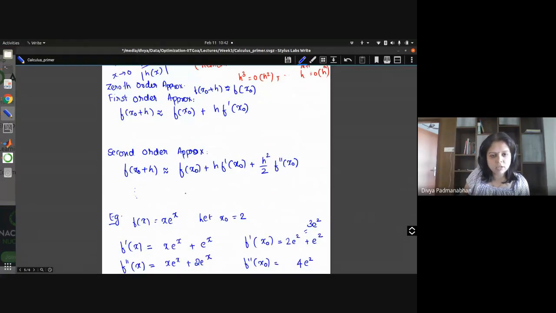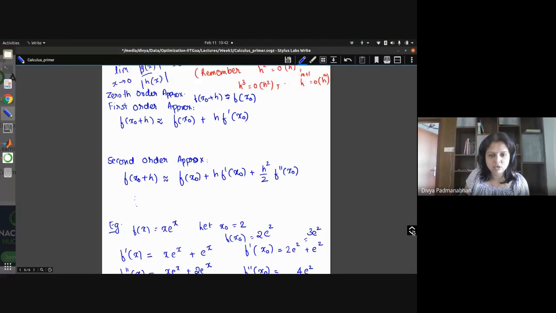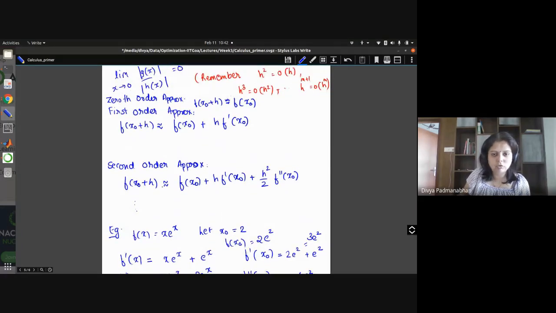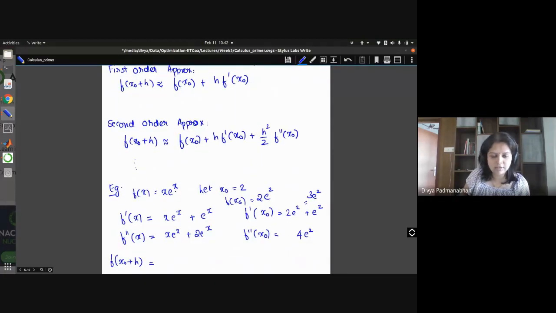The zeroth order approximation is just going to be f of x naught. f of x naught is 2 e power 2, just substituting the value of x naught in f of x. Now, to find the first order approximation, you have to find the gradient. So let's do that. The gradient is x e power x plus e power x. I used the product rule here.